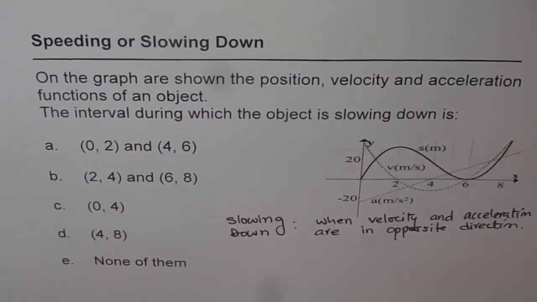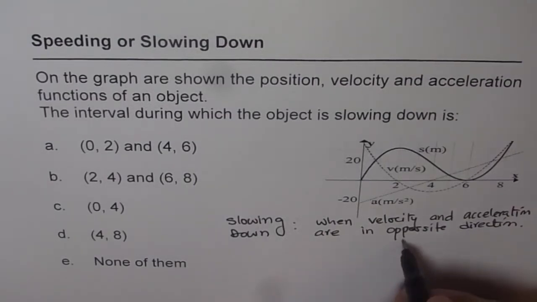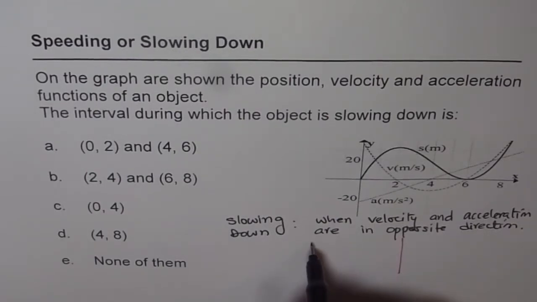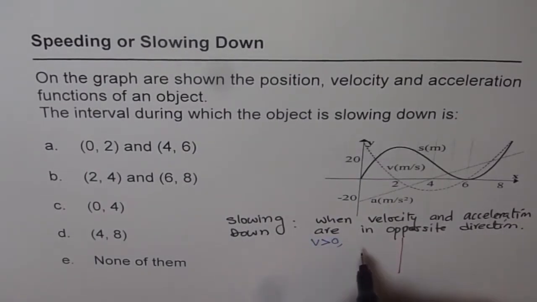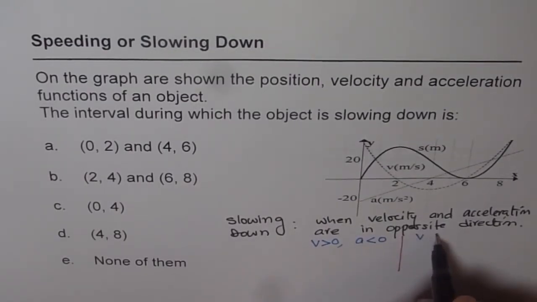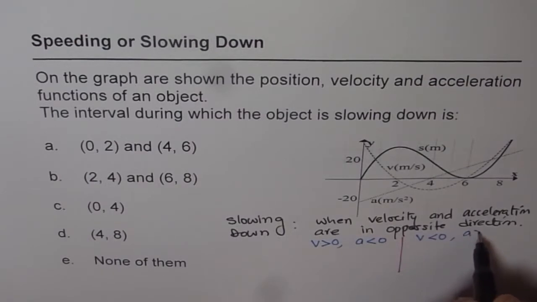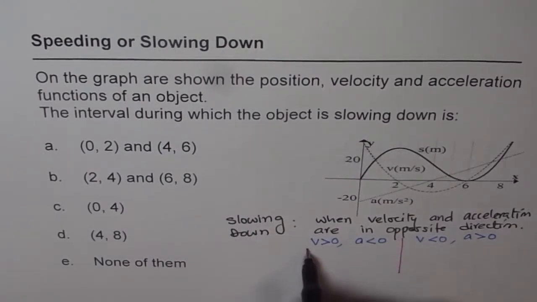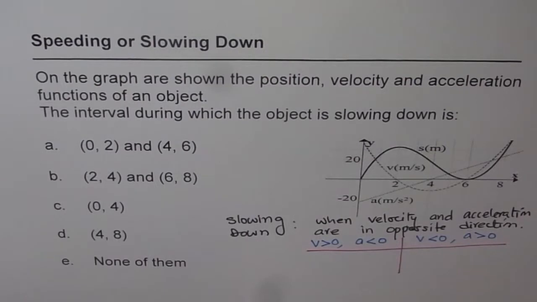When we say they are in opposite direction, what do we mean? We really mean that if velocity is positive, that means velocity is greater than 0, then acceleration is negative, that means less than 0. Or if velocity is less than 0, then acceleration is greater than 0. So if one is positive and the other one is negative, then they are slowing down, they are in the opposite direction. Do you understand? That helps you to answer the question. Now pause the video and try to answer the question.